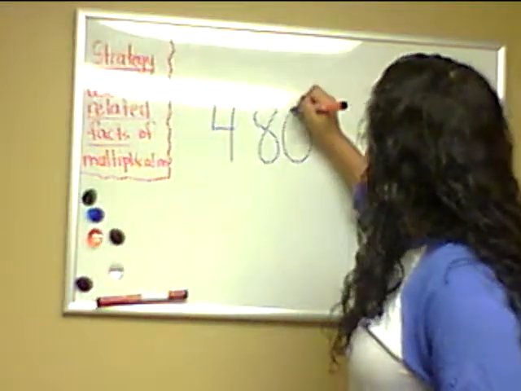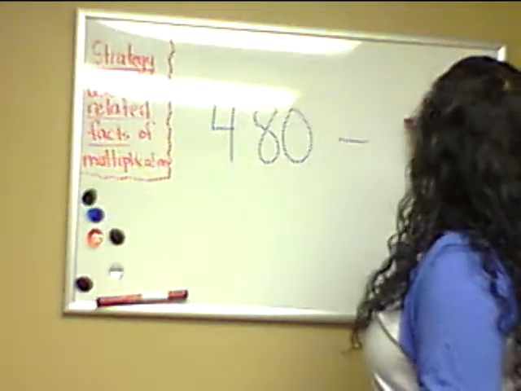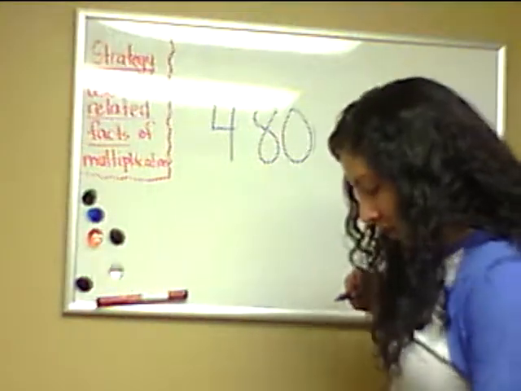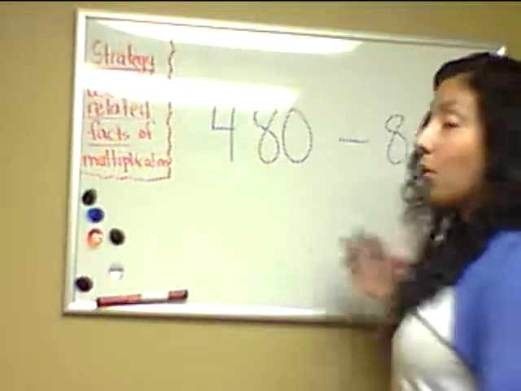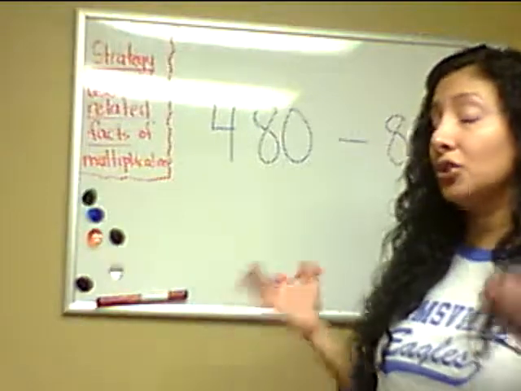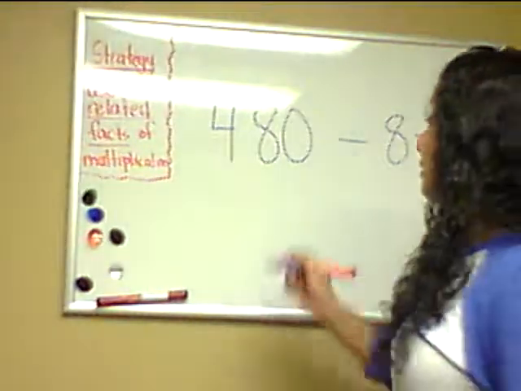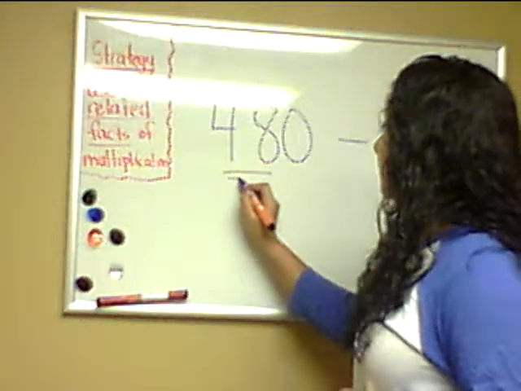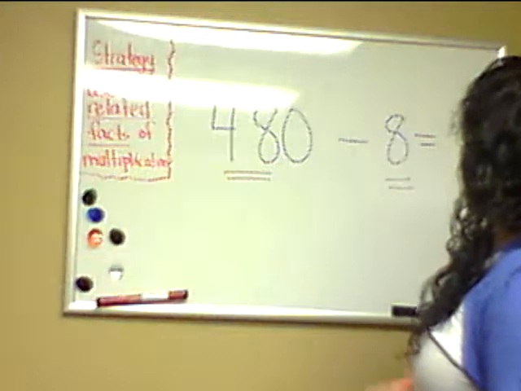480 divided by 8 equals blank of a quotient. Again, we're looking for our quotient or our answer. Now, the strategy that we just learned was underline your basic fact, which looks like 48 divided by 8 equals blank.